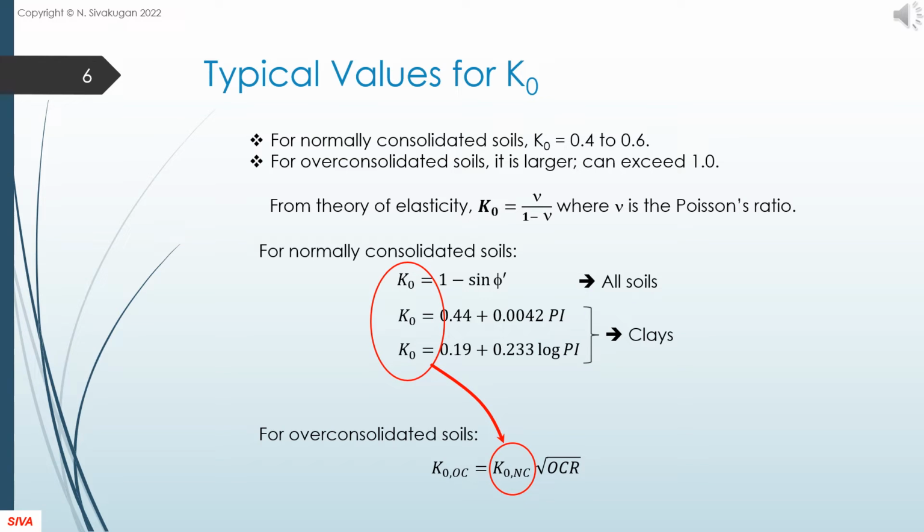For normally consolidated soils, K0 is typically in the range of 0.4 to 0.6. Assuming soil is an elastic continuum, it can be shown that K0 is equal to Poisson's ratio on 1 minus Poisson's ratio. There are also a few empirical equations to estimate K0.